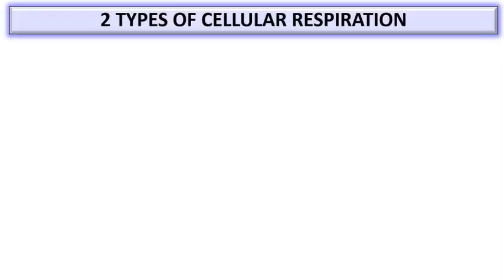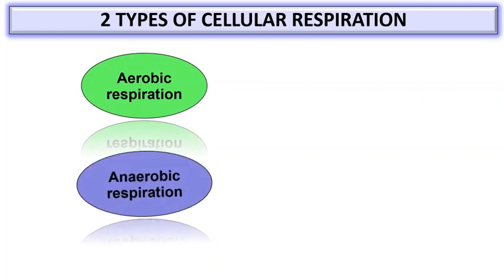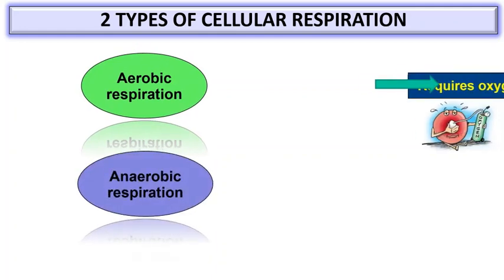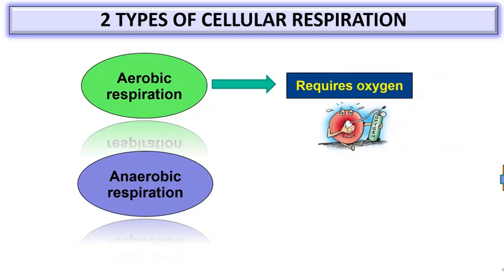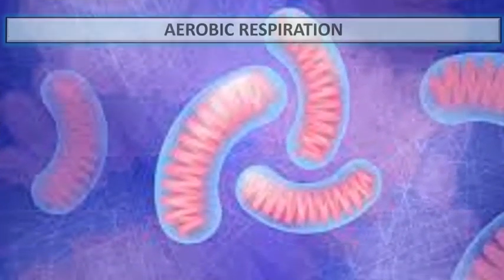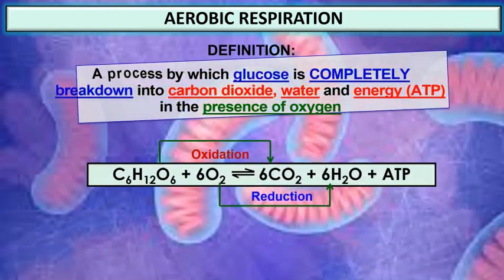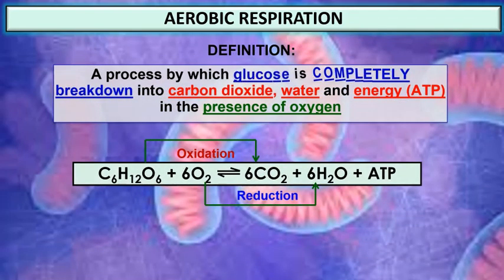There are two types of cellular respiration: aerobic respiration and anaerobic respiration. Aerobic respiration requires oxygen, while anaerobic respiration does not require oxygen. For this video lecture, we will focus on aerobic respiration. Definition: a process by which glucose is completely broken down into carbon dioxide, water, and energy in the form of ATP in the presence of oxygen.